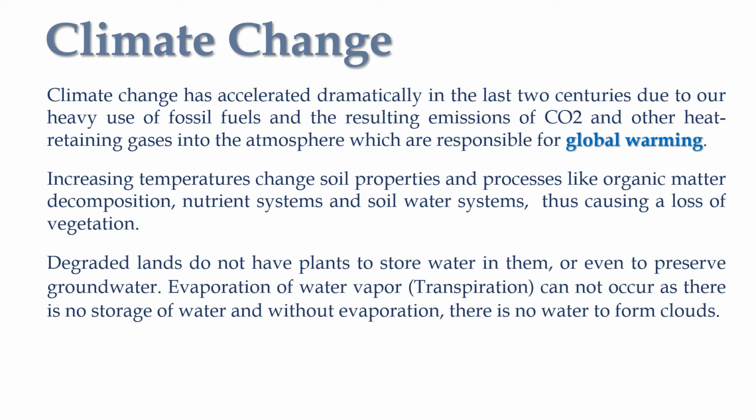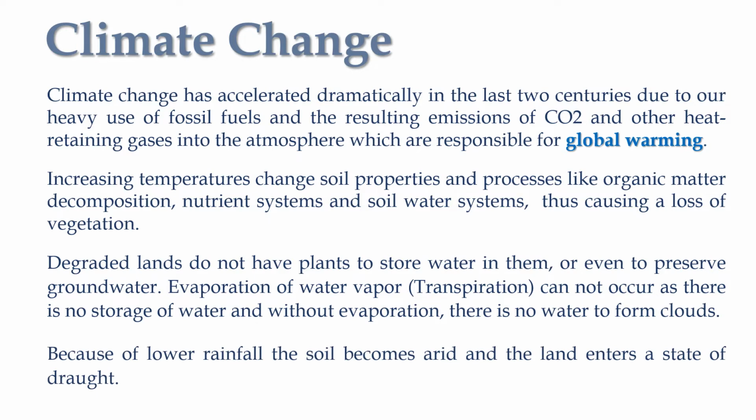Degraded lands do not have plants to store water in them, or even to preserve groundwater. Evaporation of water vapor, transpiration, cannot occur as there is no storage of water, and without evaporation, there is no water to form clouds. Because of lower rainfall, the soil becomes arid and the land enters a state of drought.